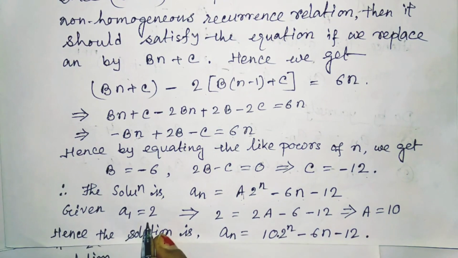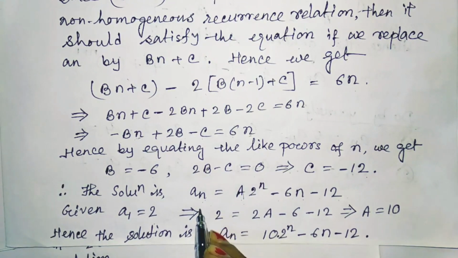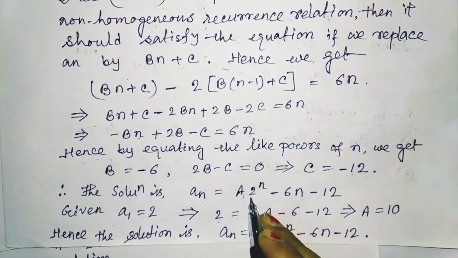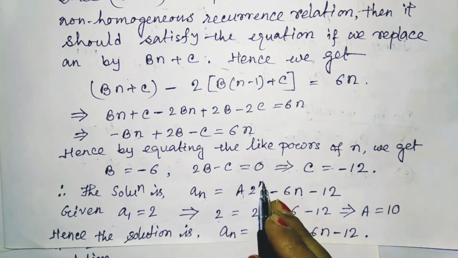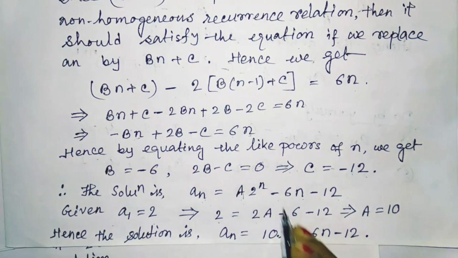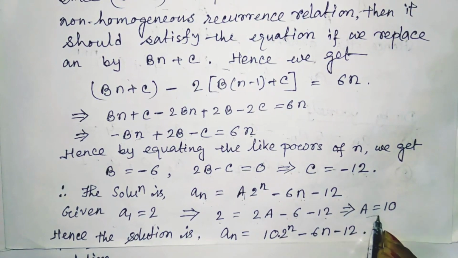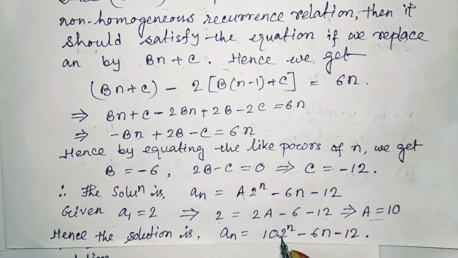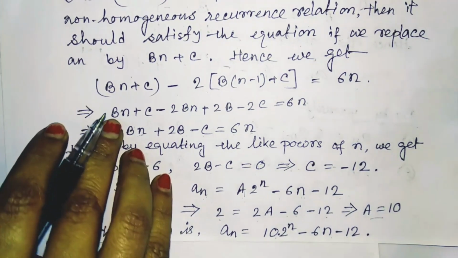It is given that a_1 is equal to 2. That means if we substitute n is equal to 1, we find a_1, which is 2, is equal to 2 to the power 1, so it is 2a, then minus 6, n value 1, minus 12. If we simplify, we find a is equal to 10. Hence the solution is a_n is equal to 10 into 2 to the power n minus 6n minus 12.